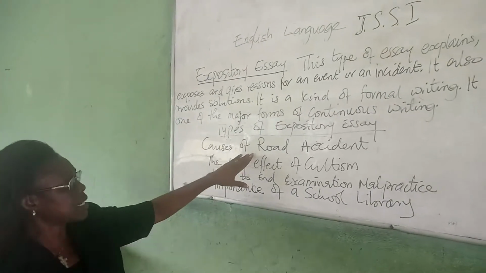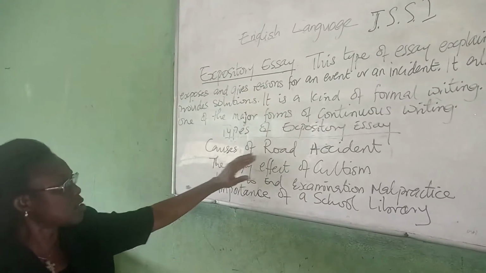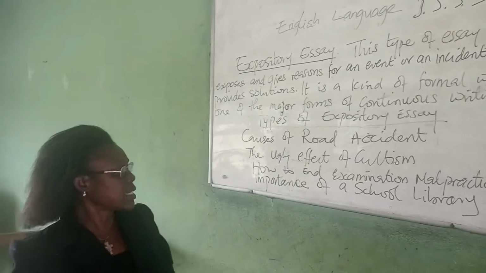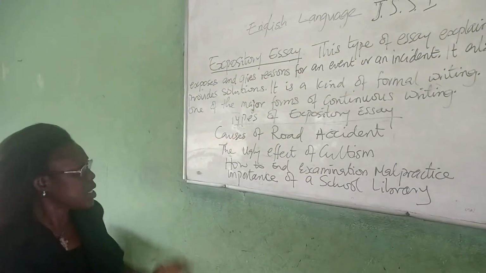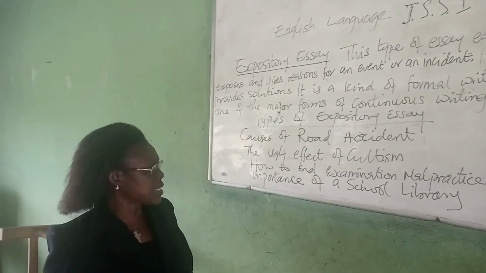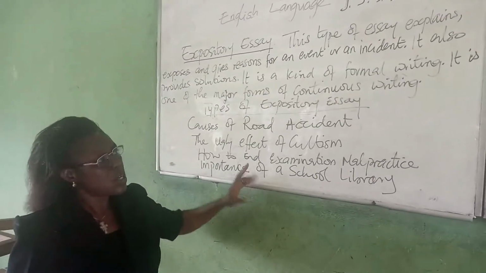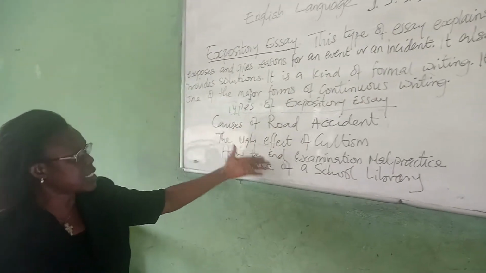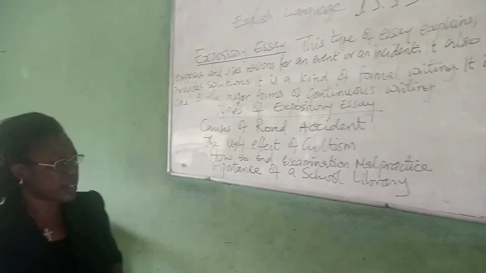This essay might also request for you to provide a solution. What should be done in order not to have road accidents? Then the ugly effects of cultism or even drug abuse. These are some of the expository essays. Then how to end exam malpractice, importance of a school library. So when you're explaining all these things, why they should happen, take note of the nature of the topic.